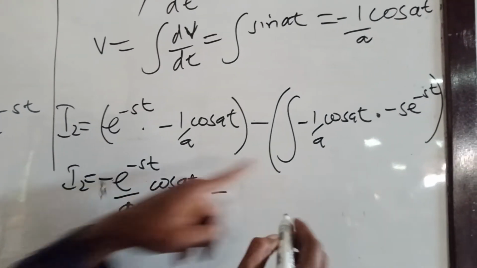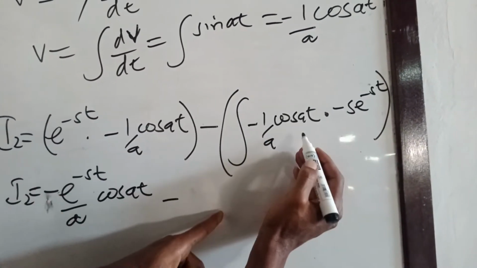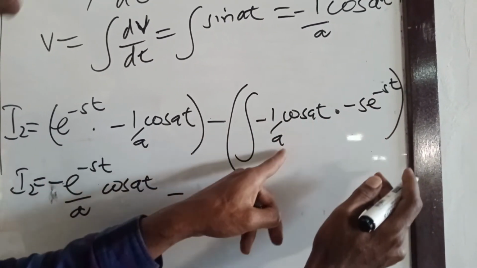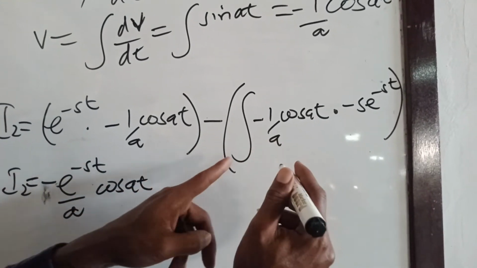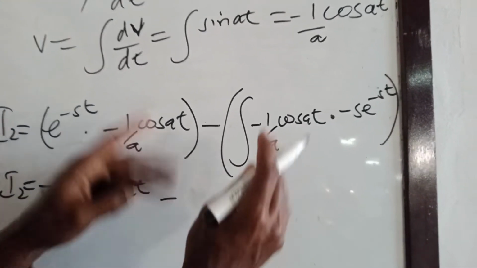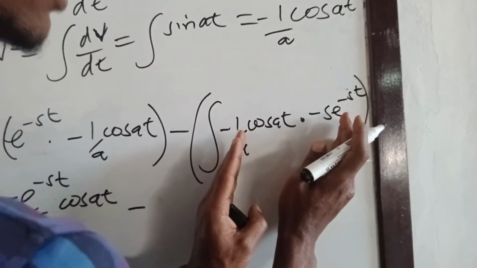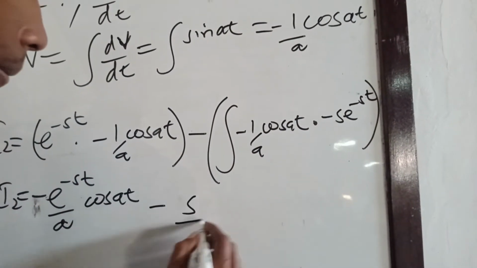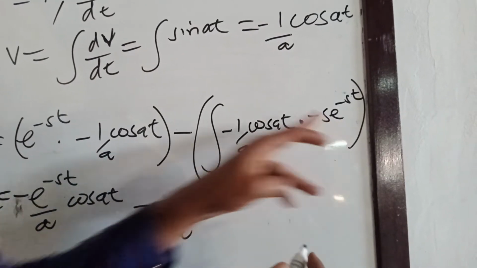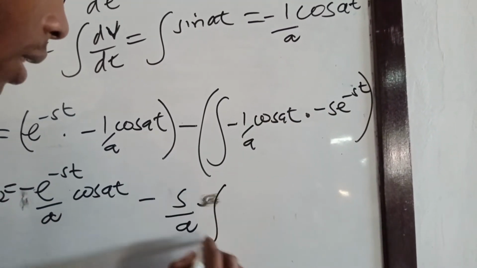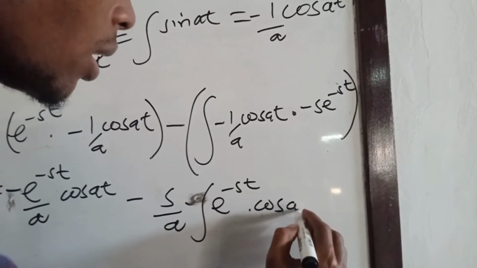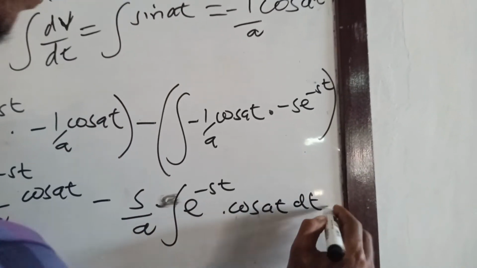You subtract. Now we remove this out of the bracket. Negative s times negative 1 over a, you get positive 1 over a. So this sign doesn't change, it remains, because the negatives inside here have changed to positive. So this is s over a. Then integrating e minus st cos at dt.